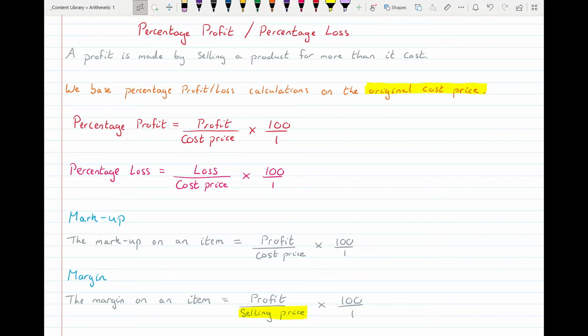Two business terms then, markup and margin. So your markup is how much you've upped the price. What percentage have you put on it? So the markup on an item is the profit over the cost price times 100 over 1. So that's like your percentage profit. The margin then is how much you're after making on it. So the margin on an item is the profit over the selling price, so how much you sold it on for, times 100 over 1. That's your margin. What profit you made from selling it on at that amount.